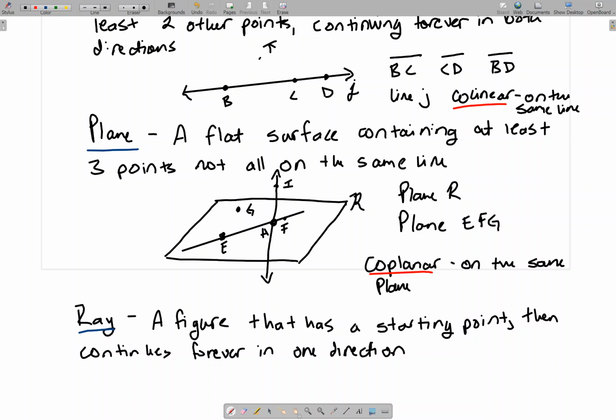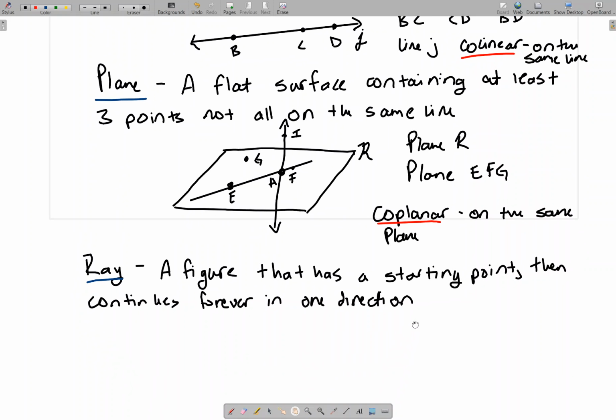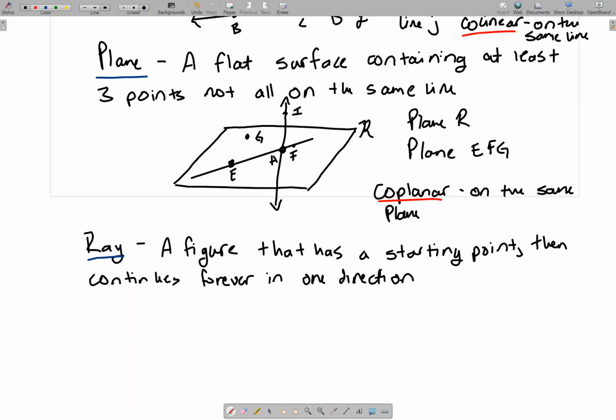So how that would look here, we'll have a point. I left off with K, so this is L. So this would be ray L. And we don't need a second point for this, we just need to know the direction it goes. Rays are kind of weird.